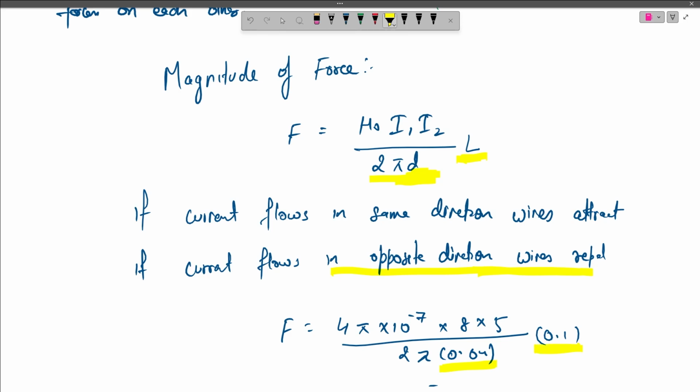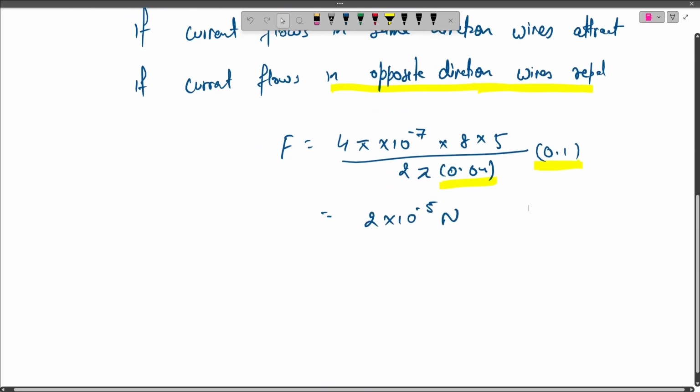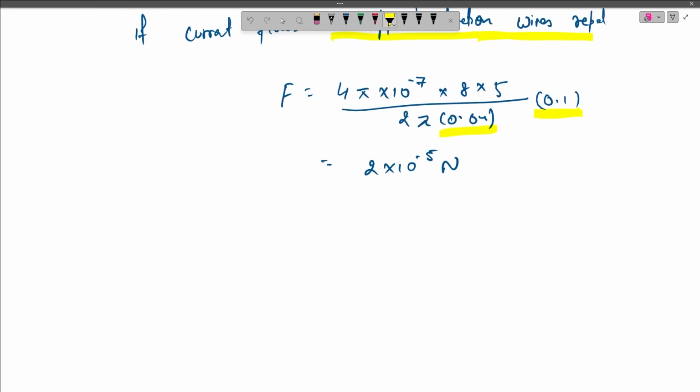So after substituting the data that has been given in the above formula, we come to the result that a force of 2 into 10 to the power minus 5 Newton is applied by wire A on wire B or wire B on wire A, and the force is attractive in nature because the current is flowing in the same direction.